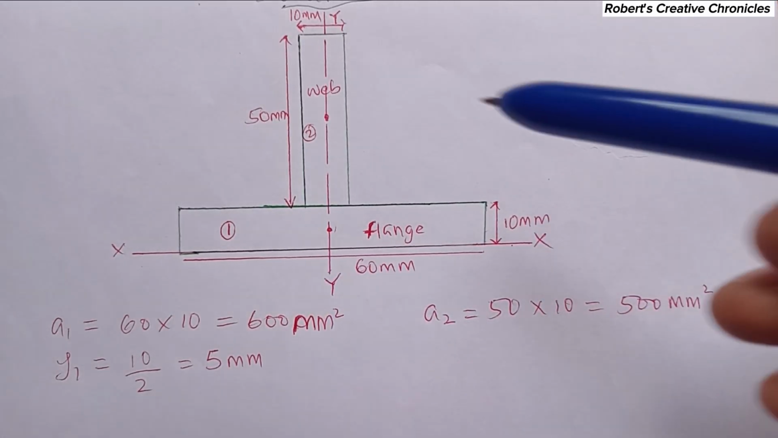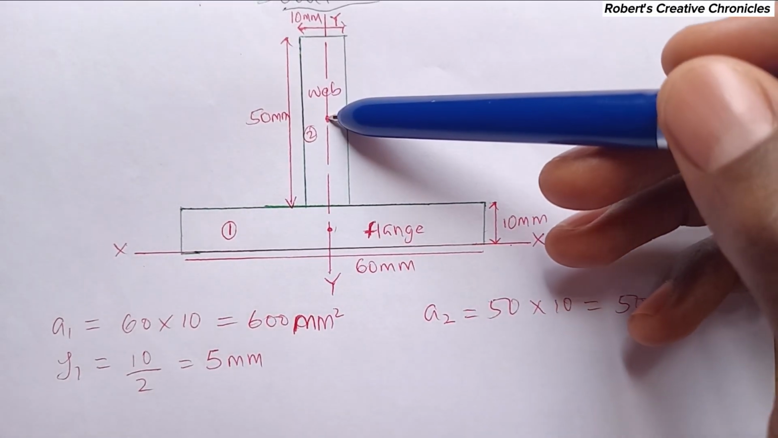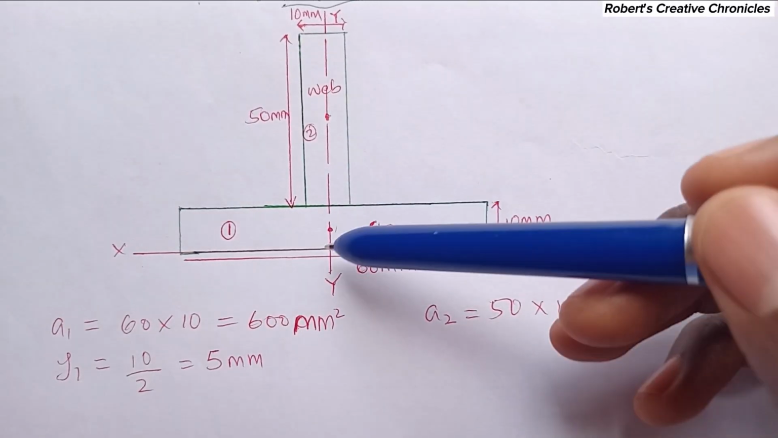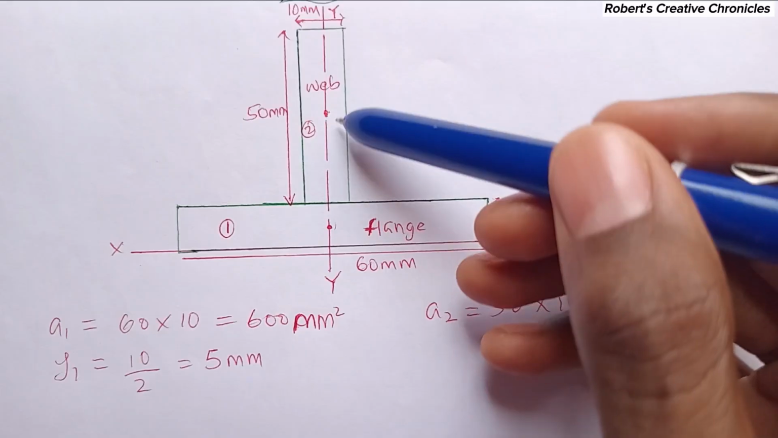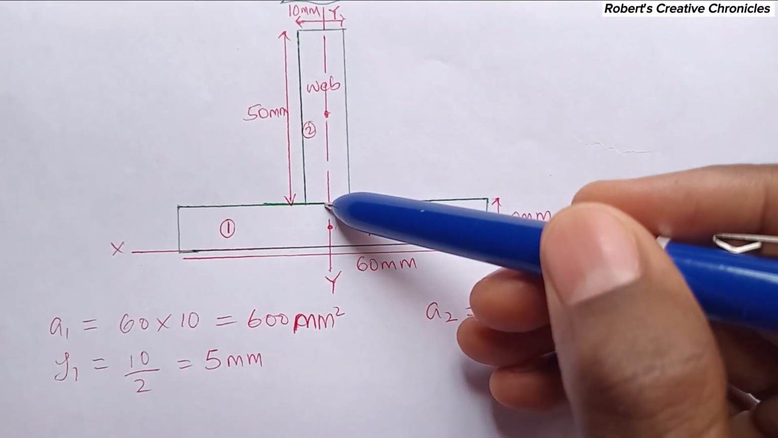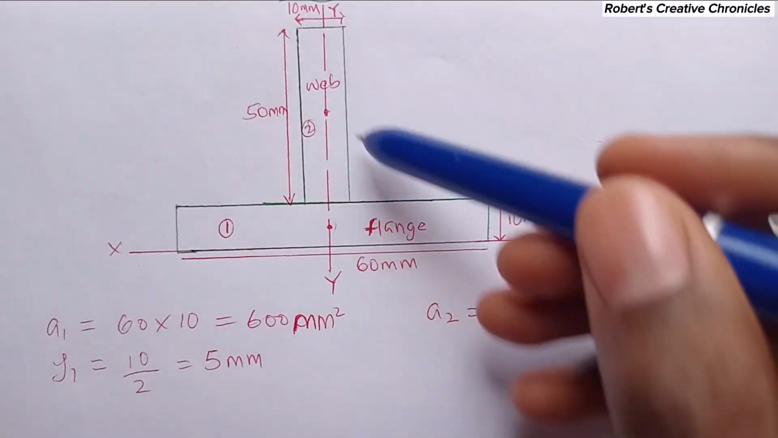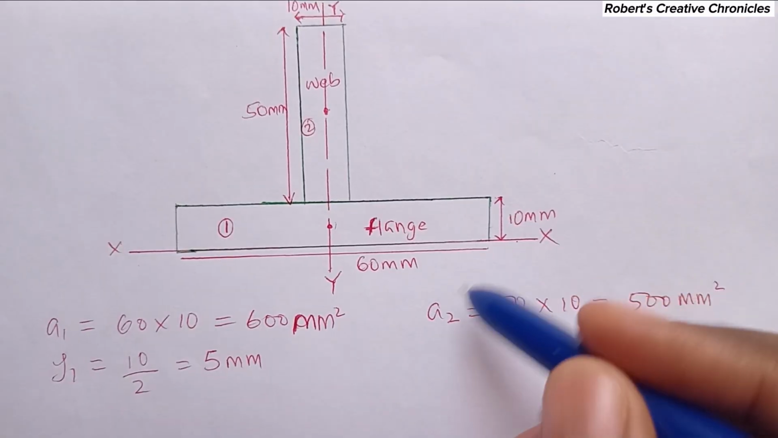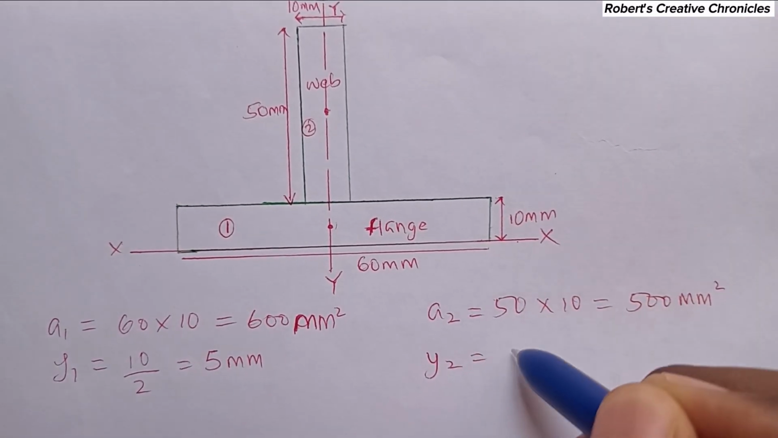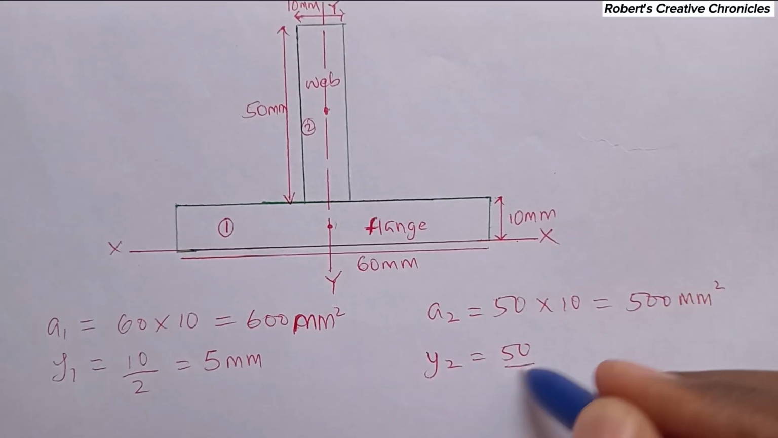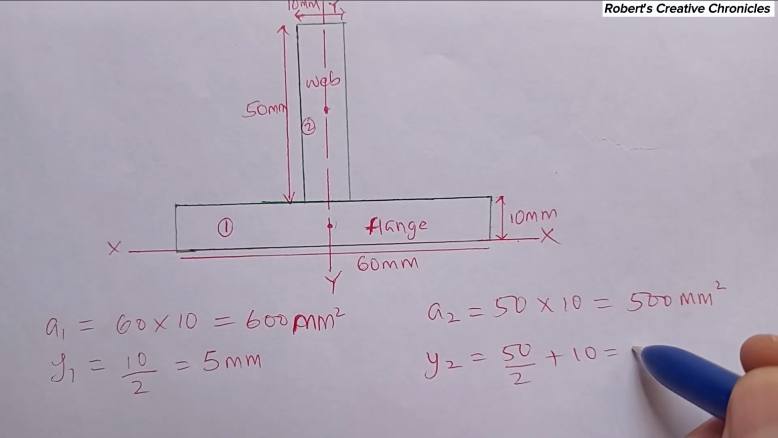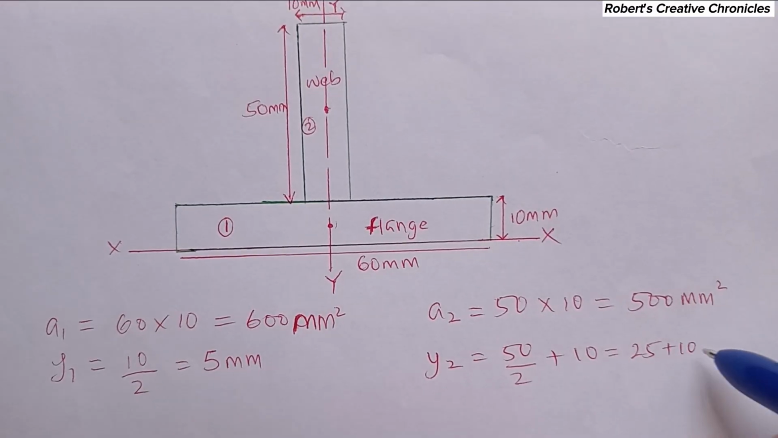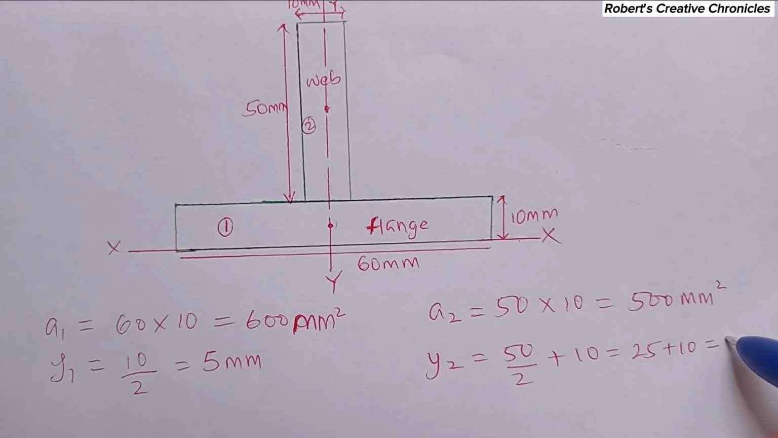Then we are going to find y2. y2 is the distance of the second shape's centroid from the reference axis. So this will be 50 divided by 2 plus 10, which is 25 plus 10, which is 35 millimeters.